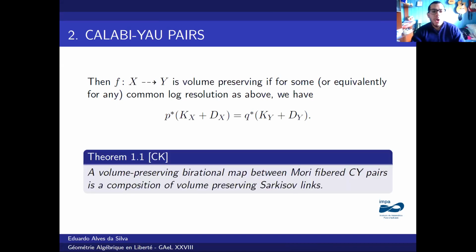And based on these ideas, we have a result from Corti and Kaloghiros, which says that a volume-preserving birational map between Mori fibered Calabi-Yau pairs with an additional structure is a composition of volume-preserving Sarkisov links. That is, we can decompose a volume-preserving map into simpler volume-preserving Sarkisov links in a certain sense.